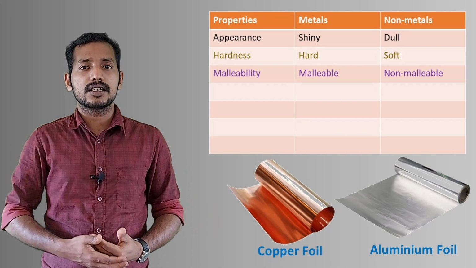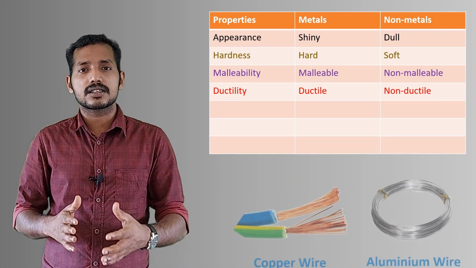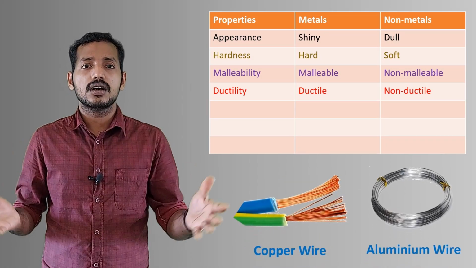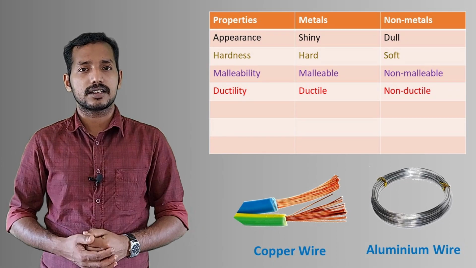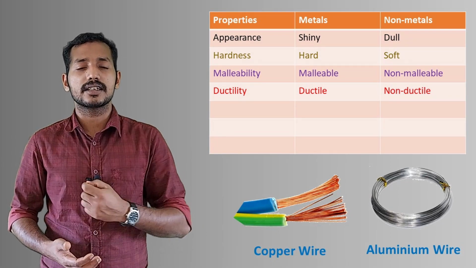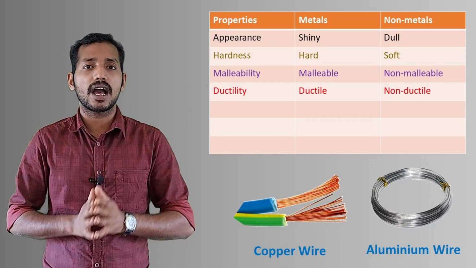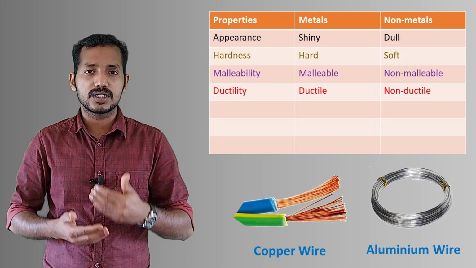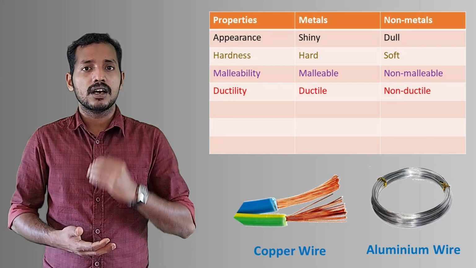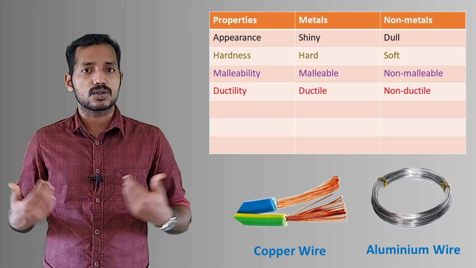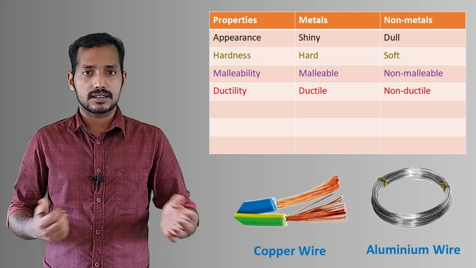The next property is ductility. What is ductility? The property of a material by which it can be drawn into wires is called ductility. Generally, metals are highly ductile. We know that electric poles are connected by aluminum wires to transmit electricity, because aluminum can be drawn into wires. Similarly, copper wires are used in our household electric connections because copper can be drawn into wires.